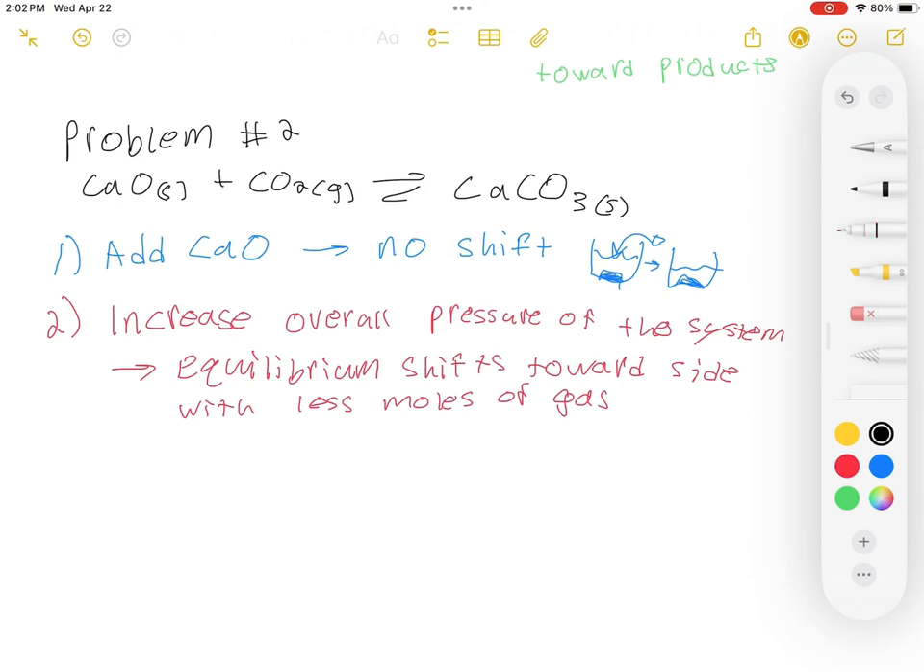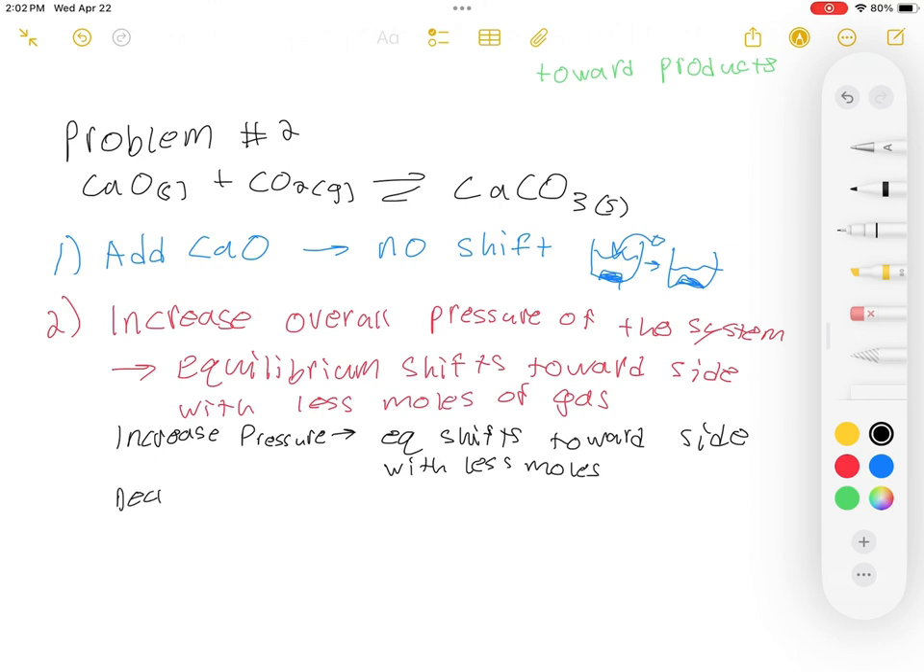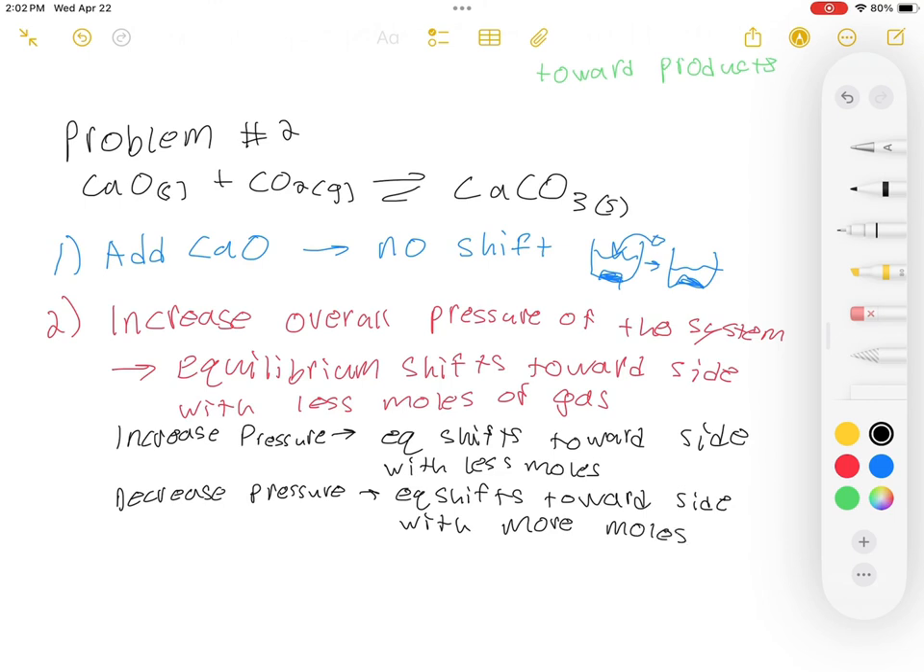So the general rule is that if you increase pressure, the equilibrium will shift to the side with less moles of gas. And then if you decrease pressure, the equilibrium will shift to the side with more moles of gas. So we see that there are no moles of gas on the product side, so we'll shift towards the products.